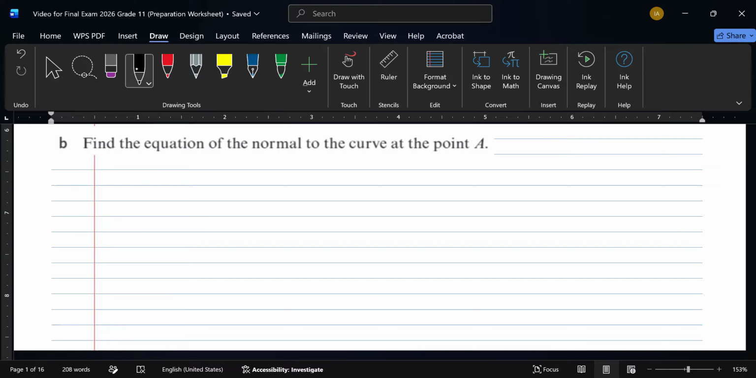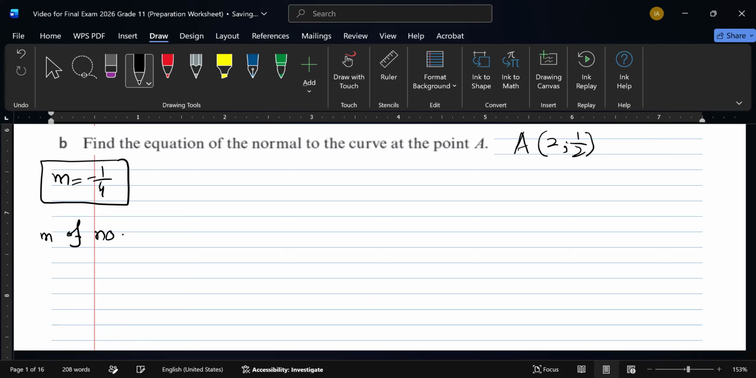And one more important thing, tangent and normal always pass through the same point. That's the key point about the tangent and the normal. So the coordinates of the point A will remain the same, that is (2, 1/2). But the problem is the gradient of the tangent was minus 1 upon 4 that we calculated in part 1. Now, part 2, the normal. Gradient of normal: since normal and tangent are perpendicular to each other, therefore the gradient will be the negative reciprocal.